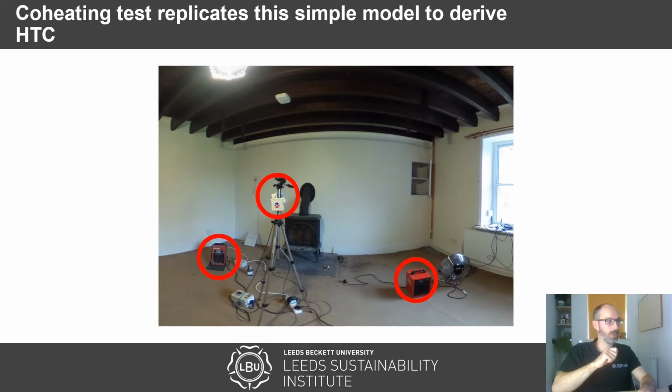And then importantly, we also put fans in the property. This is because we want to keep the environment in the coheating test as simple and uniform as possible. We want to avoid stratification. We want a uniform temperature throughout the whole house if we can.